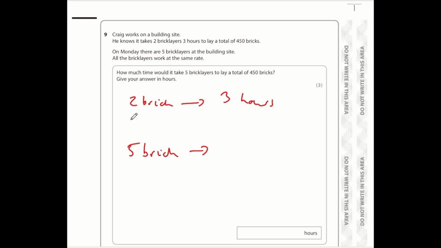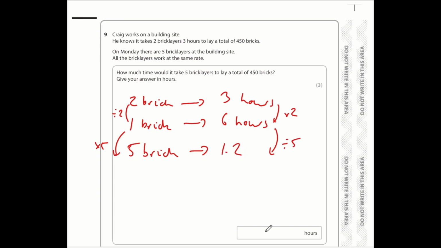So for this question, what I would do is work out how long would it take one bricklayer on his own. So that's half the number of bricklayers, so that is being divided by 2. So if we've got half the number of bricklayers, that means it's going to take twice as long. So one bricklayer on his own would take 6 hours. But we don't have one bricklayer, we've got 5 bricklayers. So that is 5 times as many bricklayers, so it would take 5 times less. So I need to divide 6 by 5, and that is 1.2 hours. So the key to that question is to work out how long it would take just one bricklayer on his own.